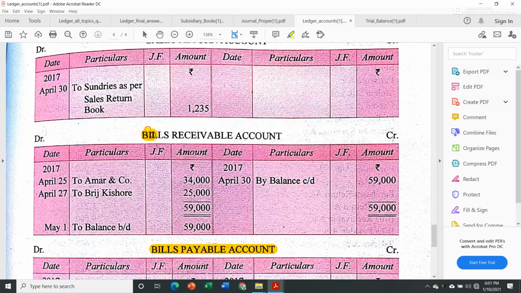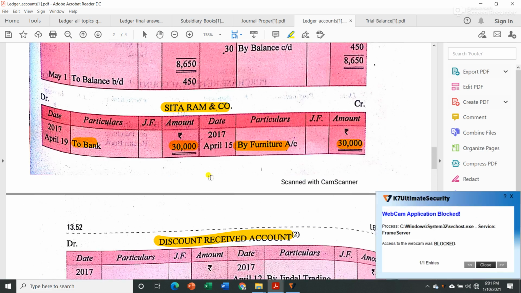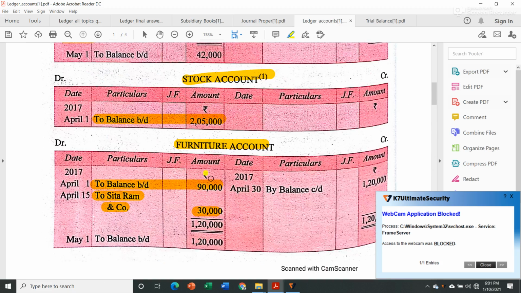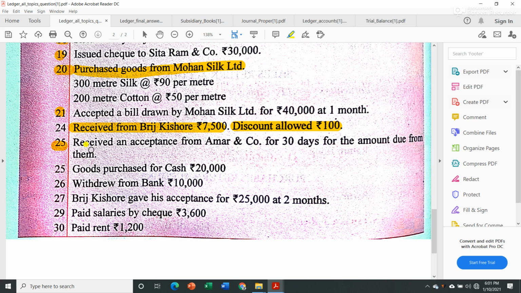Here in the bills receivable account, we will write to MARAM-COMMERCE 34,000, and in MARAM-COMMERCE's ledger account we will write by bills receivable account 34,000. Now let us see the next transaction.